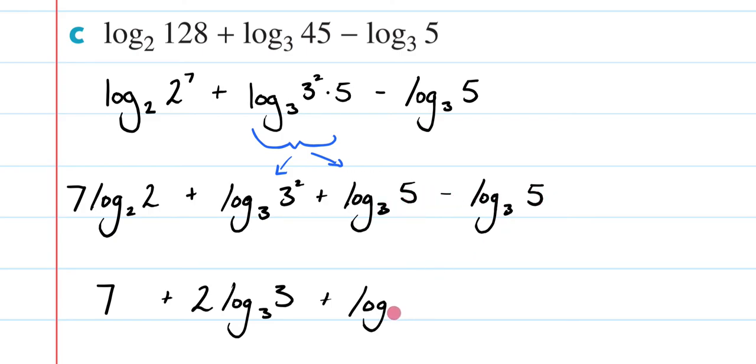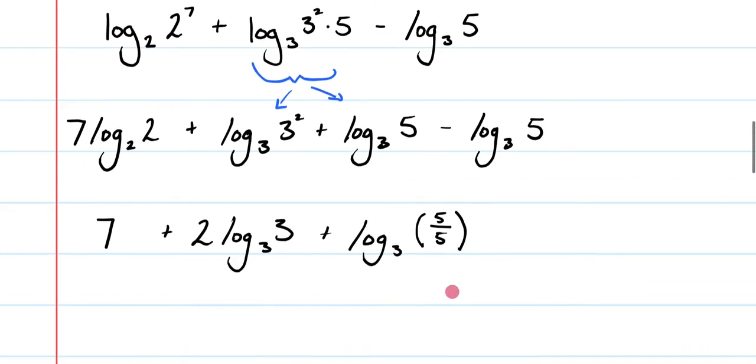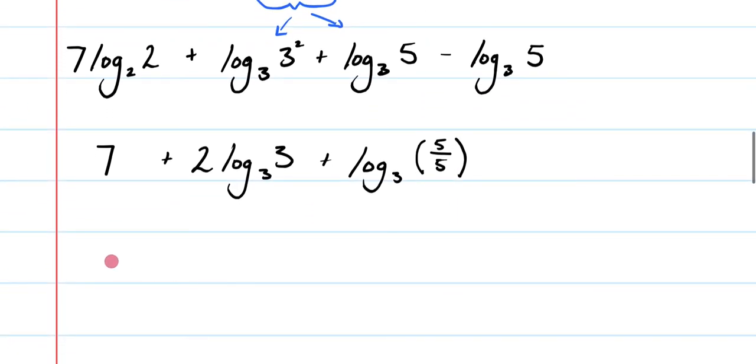But let's also think about this in terms of our second log law, which tells me that if we're subtracting and we have the same base, it's going to be 5 divided by 5. So this is just kind of a longer explanation of it. So let's just keep on going. So I'm going to have 7 plus log 3 of 3 is going to be 1. So it's going to be 2 times 1 is 2. Now, what I'm going to end up with here is log 3, 5 divided by 5 is going to be 1.